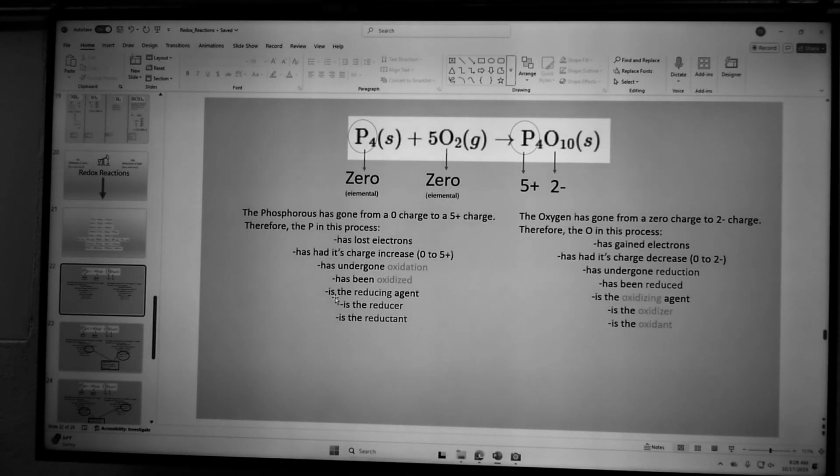All right, so start up here at the top before you try to read all this. P4, and I've got an S there because phosphorus is solid. But notice there's only one element in this whole thing. So therefore, phosphorus has a charge of 0, or an oxidation state of 0. O2, that's elemental as well. It's only got oxygen in it, so it's 0. And then those come together and we make a molecule.